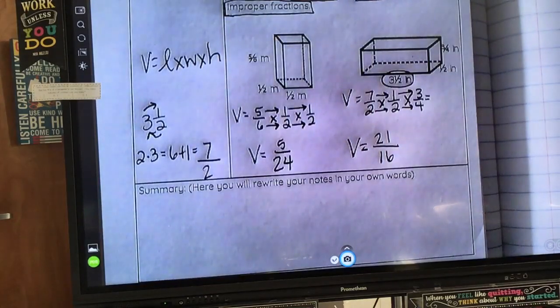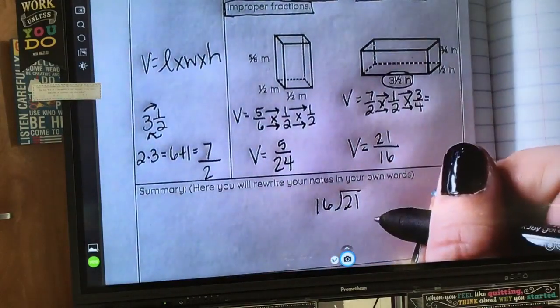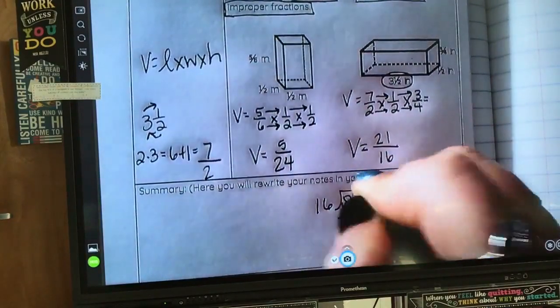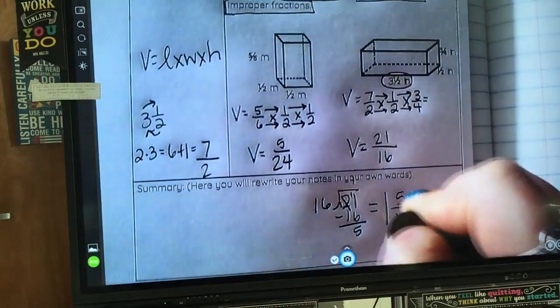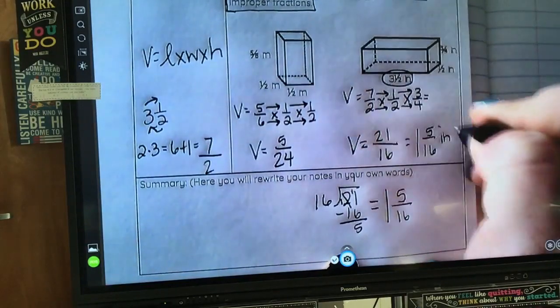So how do we change this improper fraction back to a mixed number? All right, Delilah. You divide 16 into 21. Okay, how many times does 16 go into 21, Mikhail? 1 time. All right, so we end up with 1 and 5/16. So our answer is 1 and 5/16 inches cubed.